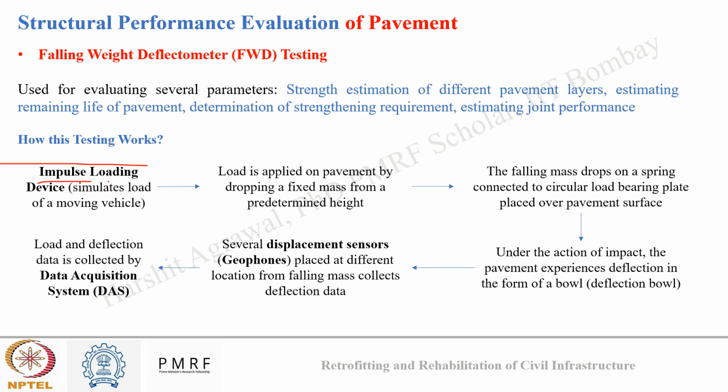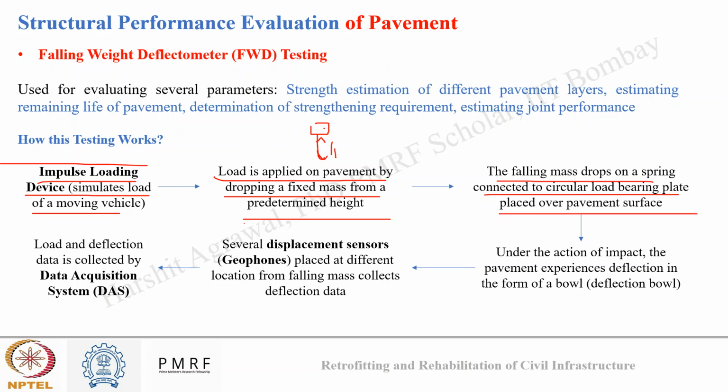In this, an impulse loading device is used, which can simulate the load of a moving vehicle. The load is applied on the pavement by dropping a fixed mass from a predefined height. So we drop a fixed mass of load from a predefined height on the pavement. The falling mass drops on a spring connected to a circular load bearing plate placed over the pavement. So this load that is dropping, it drops on a spring plate. As this load drops on the plate, the spring exerts load on the pavement.